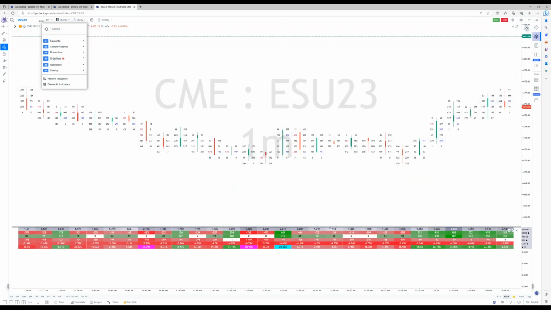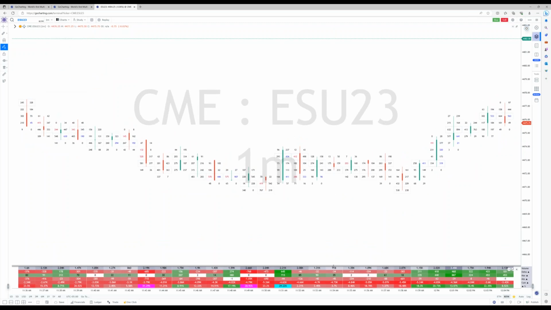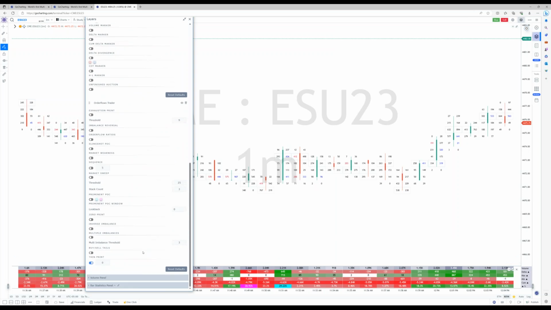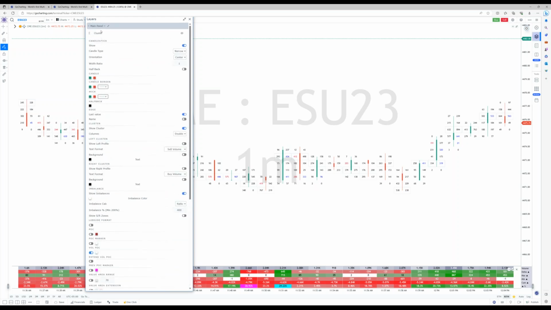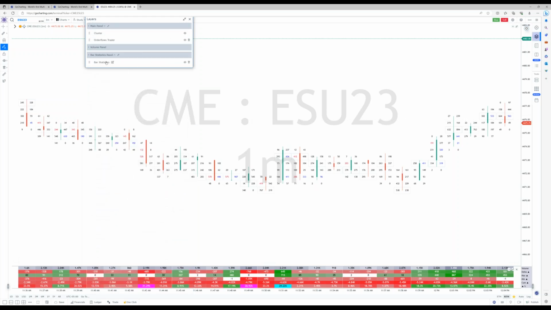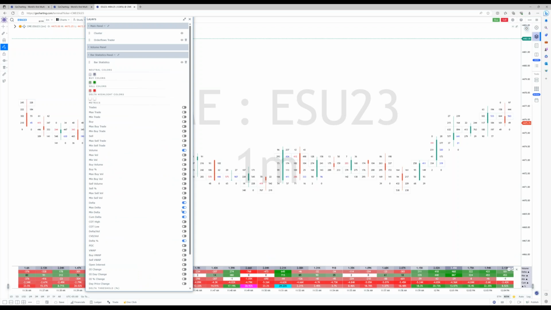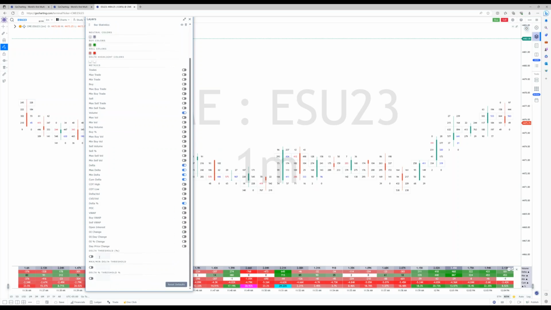Okay, it puts it up here. You just drag it down with your mouse like this. And again, you can go to the layers. You can choose what you want to see, bar statistics, right? Let me make this a little smaller. You can choose. These are the ones that I chose: volume, delta, max delta, min delta, cumulative delta, delta percentage, okay? And you can set the thresholds down here, if you want to adjust what the defaults are.